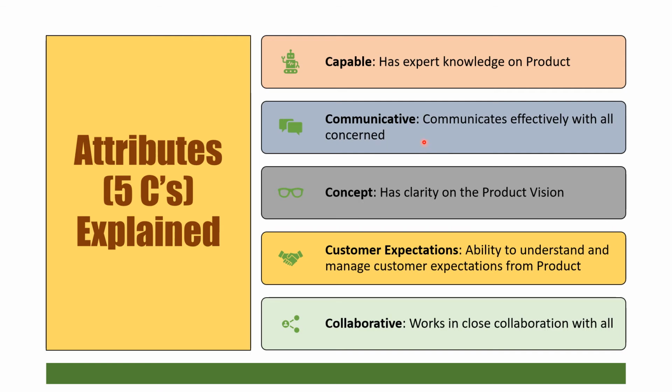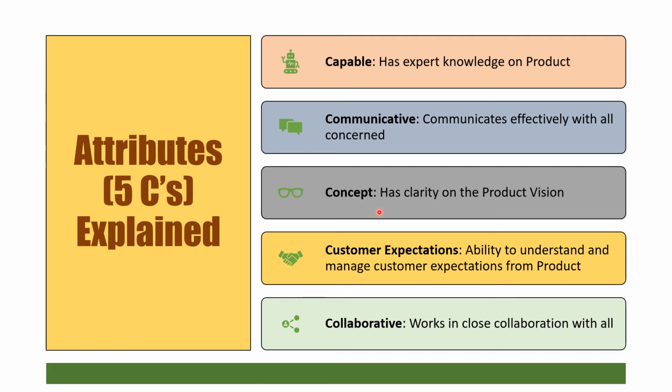The second attribute is that he is a good communicator. He is communicative, and the communication is not just with internal stakeholders or management, but also with external people, the market people who are responding with feedback, telling them, okay, these are the features that we want in the product, and also with the development team who is developing the product. So the product owner has to be very good at communication, and has to ensure that he is communicating with all concerned effectively.